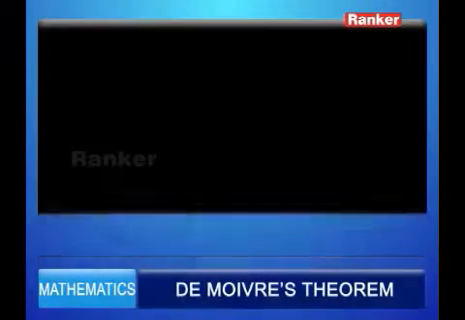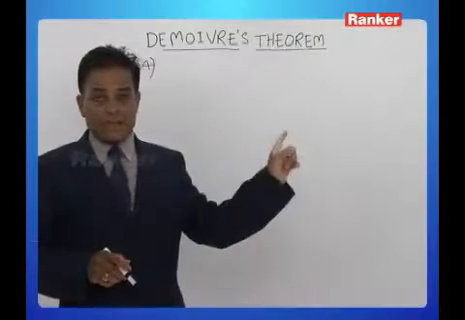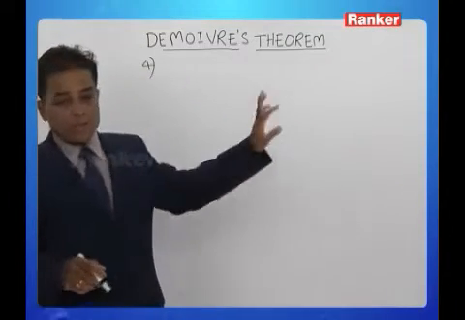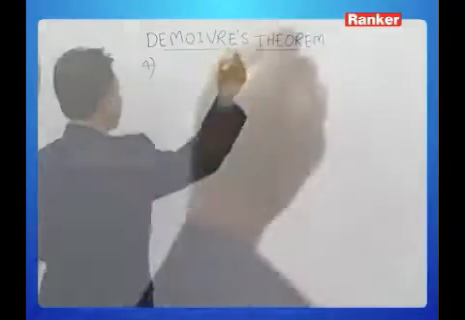Question number 4. The square root of minus 5 minus 12i is. 4 options are given. First option is plus or minus 3 plus 2i. Second one 2 plus 3i. Third one plus or minus 3 minus 2i. And fourth one D, plus or minus 2 minus 3i. Now, see the right answer and right option. Question number 4. Square root of minus 5 minus 12i.